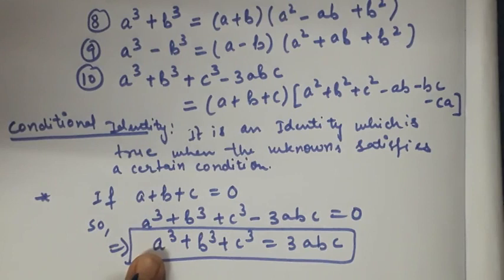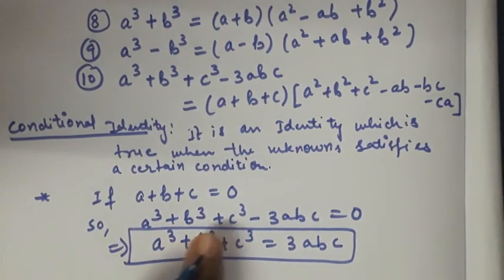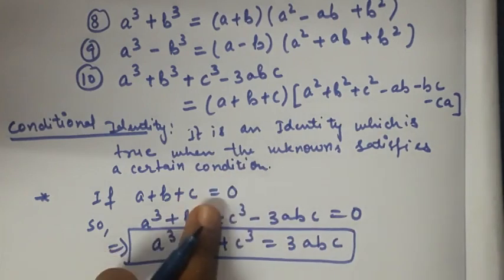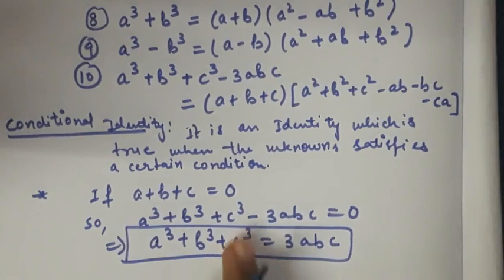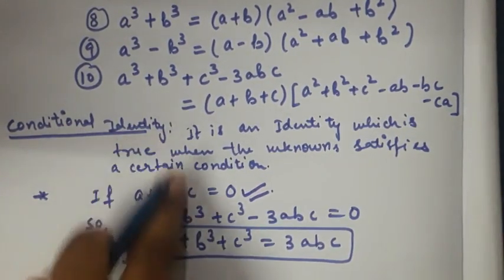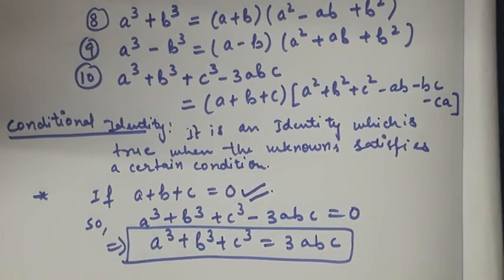And what is the condition here? That the sum of the three numbers, that is a plus b plus c, should be equal to 0. Then only this identity will be converted to this identity, which is based on the condition. That's why this is an example of a conditional identity. Now let's move to the questions.